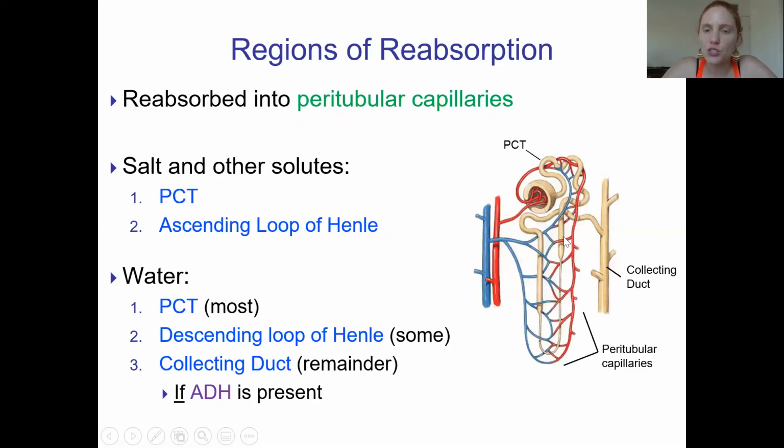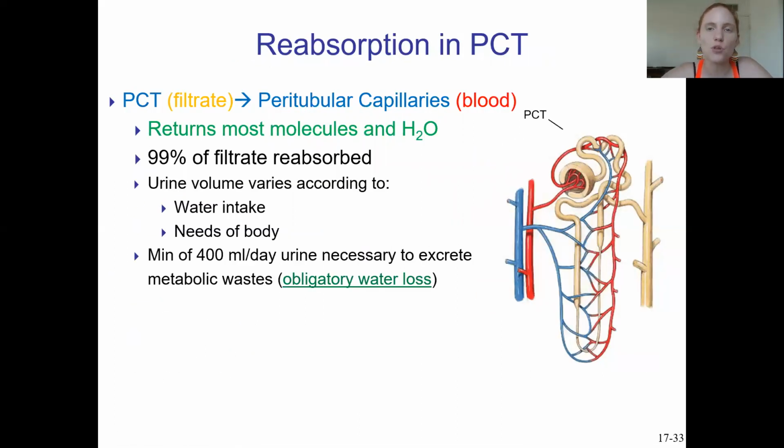You then have what's called the loop of Henle. So here is the loop of Henle. You have a descending limb and an ascending limb. That is also very important for reclaiming salt and water. Okay, so we'll go through that, and then it'll go into the distal convoluted tubule, which will then dump into the collecting duct. The collecting duct is the location where the ADH, which is antidiuretic hormone, is going to act on. So let's look first at reabsorption in the proximal convoluted tubule.